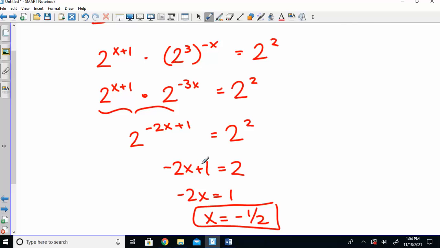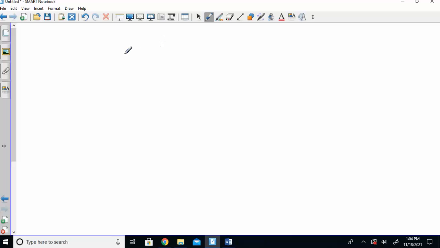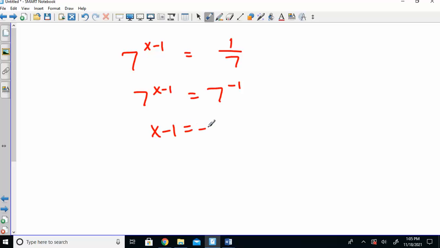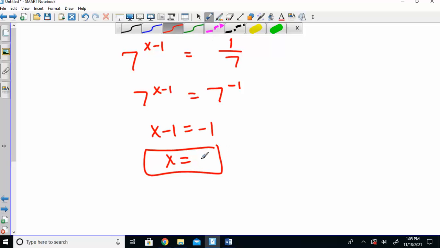Like number 14, we could do a common base. Sometimes I might ask some that maybe aren't as obvious. Like if I said this, is it possible to get a common base there? Yes. What would you do for the 1/7? 7 to the negative 1. Okay. So that means x minus 1 equals negative 1, so x equals 2. So that common base, as long as you catch it, saves you a lot of time.